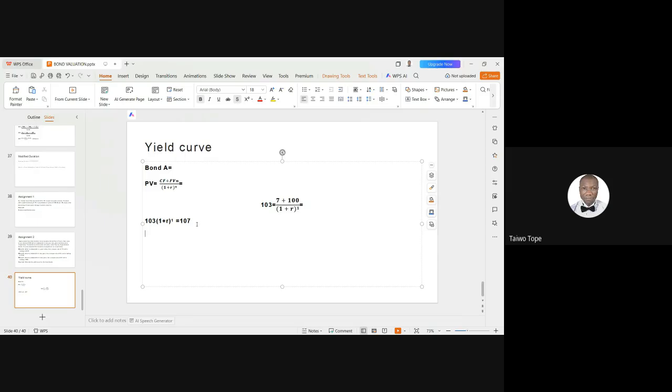So when you divide both sides by 103, because of time, I might not show it clearly. It will now be 1 plus R equal to 107 divided by 103.